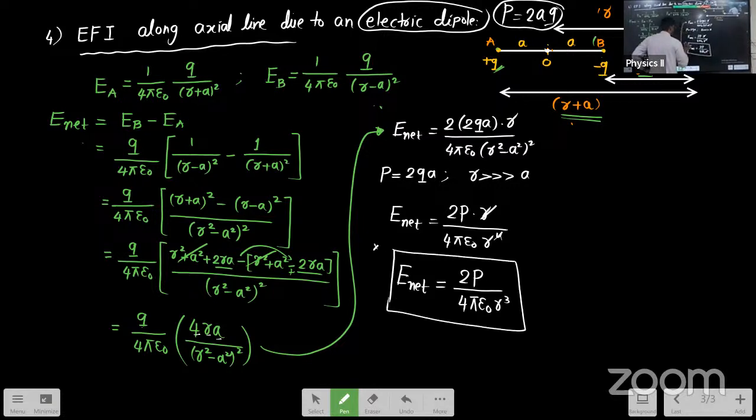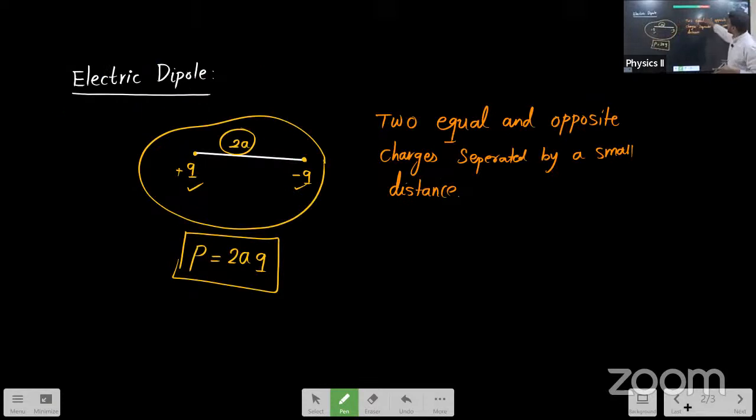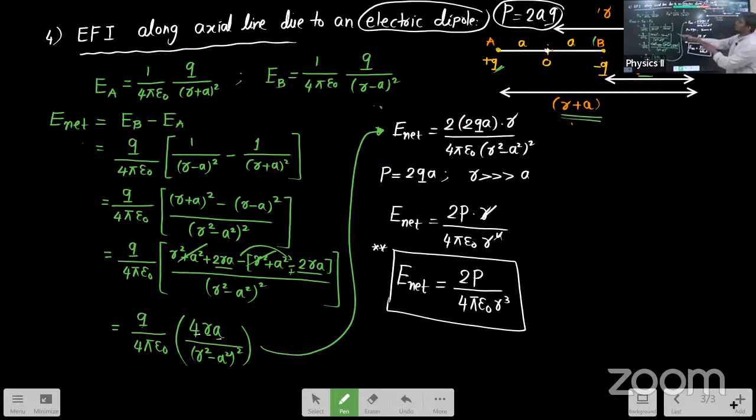Very important question. Many times they have asked it in the examination as a short answer type question. So what we have discussed: we are determining the electric field intensity of an electric dipole along the axial line and along the equatorial line. What was the definition of an electric dipole? Just now we have seen the definition: two equal and opposite charges separated by a small distance. And the formula for electric dipole moment is P is equal to 2AQ. And the most important question that we have discussed is determining the electric field intensity along the axial line due to an electric dipole.